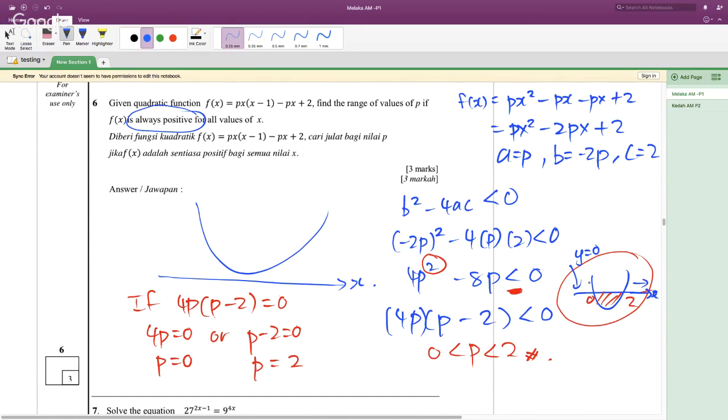If I change the less than to bigger than, I will get a totally different answer. My p will be less than 0 and my p will be bigger than 2. This is very different. So you must make sure you understand this very well, because the question can give you always positive, so you will say it's above the x-axis, but the question can change to always negative, so it means below the x-axis. All right.